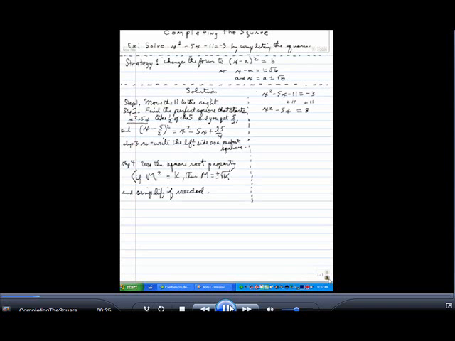Be careful on tests to make sure you do exactly what the question says, and if it says by completing the square, don't use the quadratic formula or some other method. Now, the strategy for completing the square is as follows.